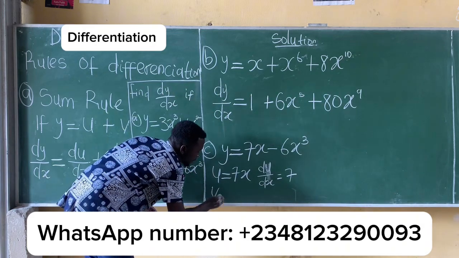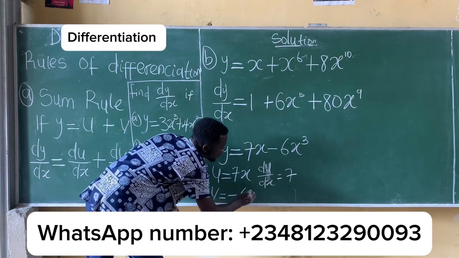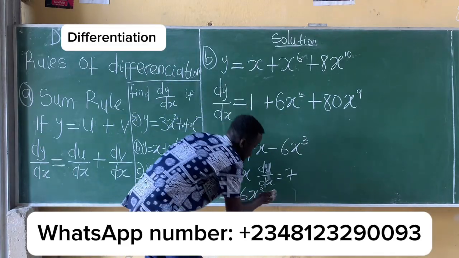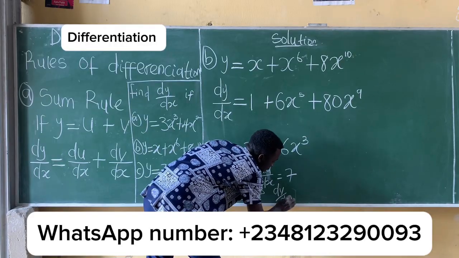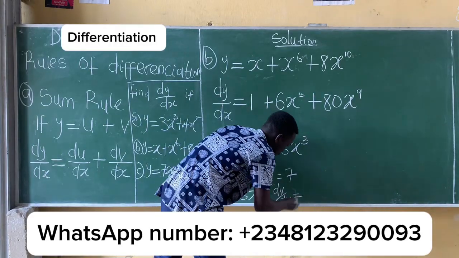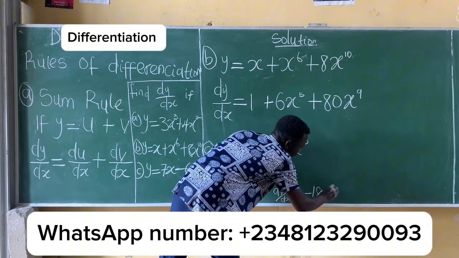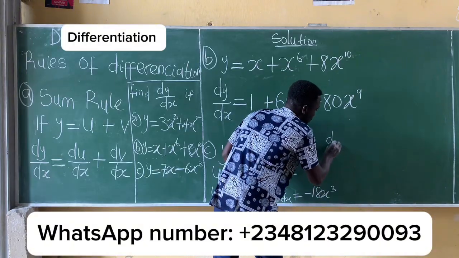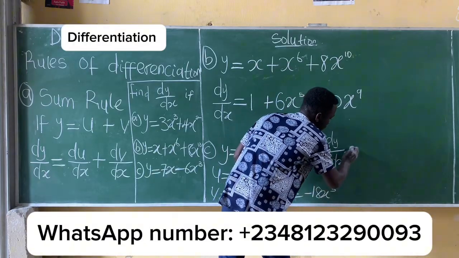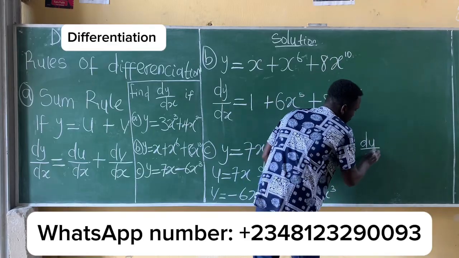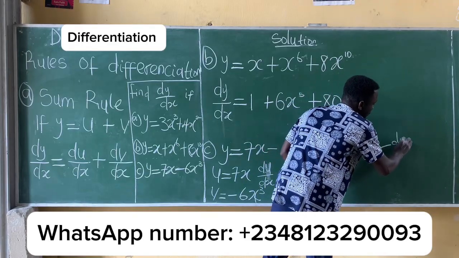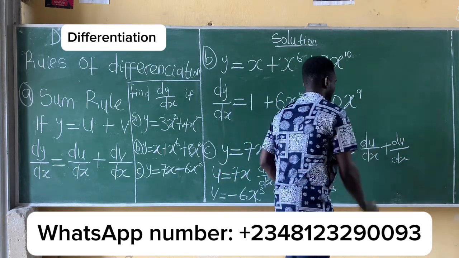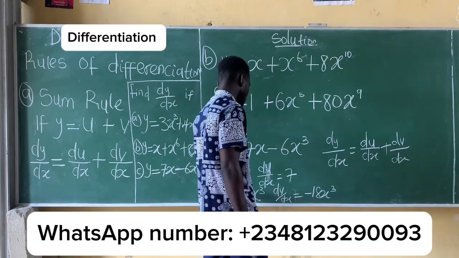Then our v here in this case is equal to minus what? 6x cubed. Minus 6x cubed. Differentiate minus 6x cubed, our dv dx here. Differentiate minus 6x cubed, we are going to have minus 18x cubed. So just write the formula for this, because dy dx is equal to du dx minus dv dx. That is plus dv dx. Sorry.